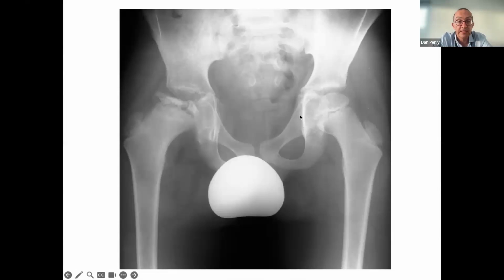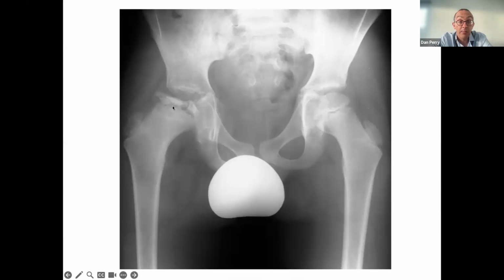Let's recap on the basics of what Perthes disease is. So this is a nice normal hip. This hip's football shaped. The growth plate is here, and on top of the growth plate is what's called the epiphysis. The epiphysis is nice and tall, and it all looks nice and healthy.